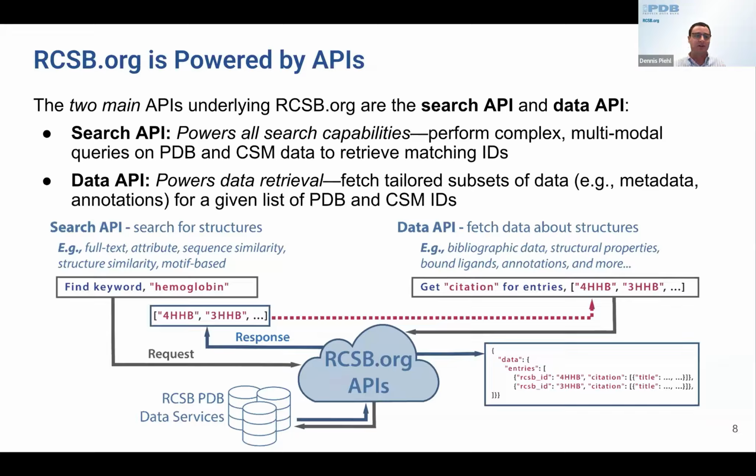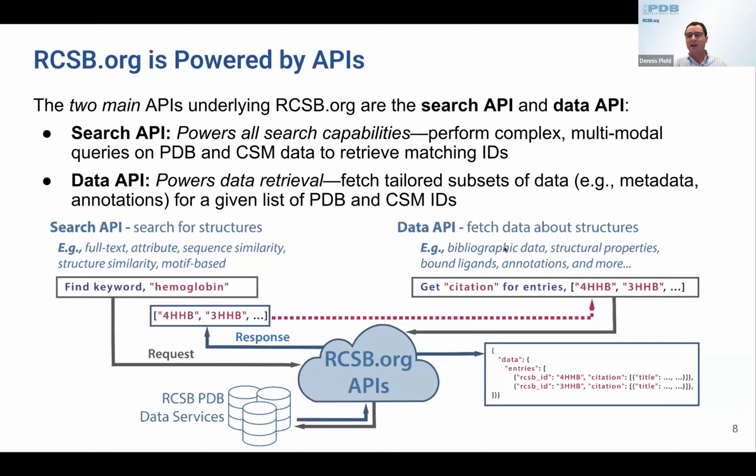So for example, the search API can be used to search for structures, and you can do this using any of our advanced search options, which includes full text search, attribute search, sequence similarity, structure similarity, as well as motif-based search. And in this example, we're just searching for structures that contain the keyword hemoglobin. This request is then sent to our API servers, and then in response, the set of matching identifiers is returned. In this case, it's 4-HHB, 3-HHB, and so forth. We have a lot of structures of hemoglobin.